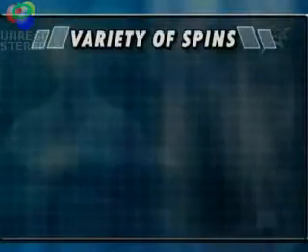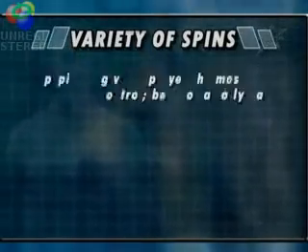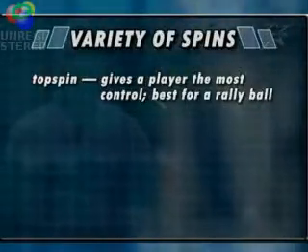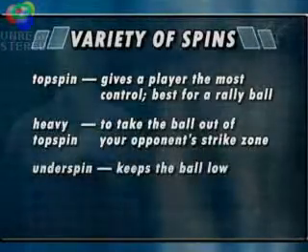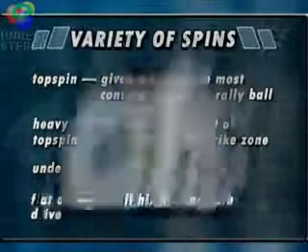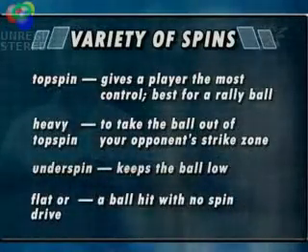Spin, you need variety. Basically, you want topspin. That'll give you the most control. That's your rally ball. Heavy topspin could take the ball out of your opponent's strike zone. Underspin, keep that ball low. And then obviously you want to have the flat or the drive ball.